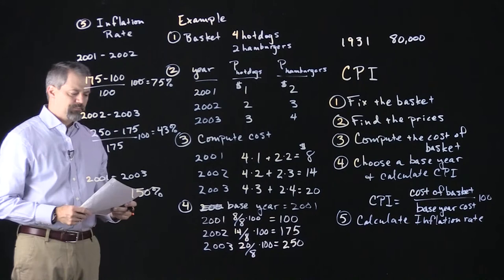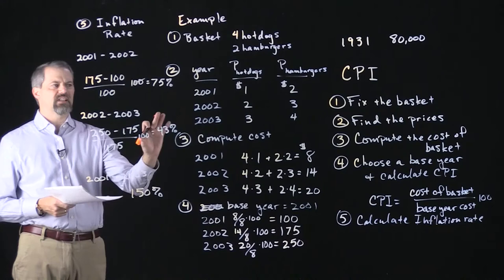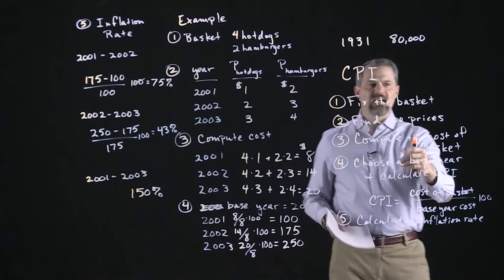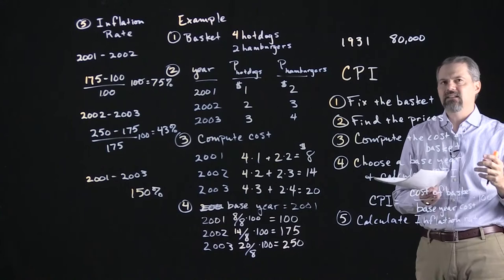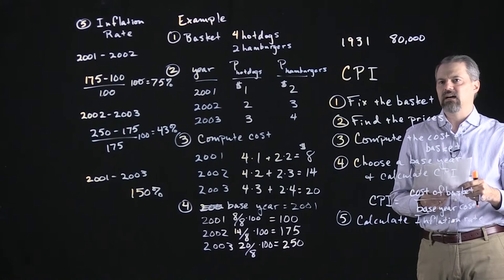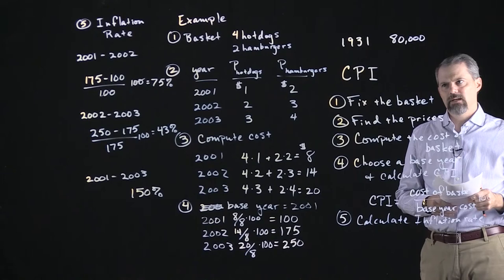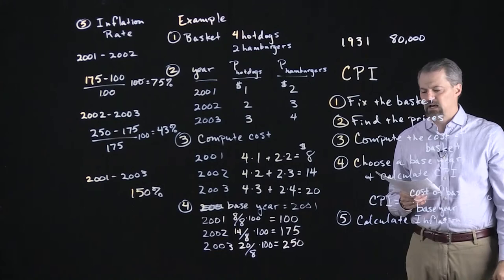The Bureau of Labor Statistics also calculates, besides the consumer price index, a producer price index. And the producer price index uses the same steps, except the basket for the producer price index contains the things that producers purchase. So there would be things like labor and raw materials, and it is designed to tell us something about how prices change for producers. Okay? In our class, we're going to be focused on the consumer price index, but they're calculated pretty much the same.